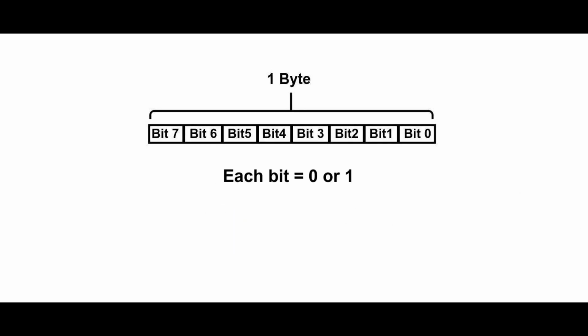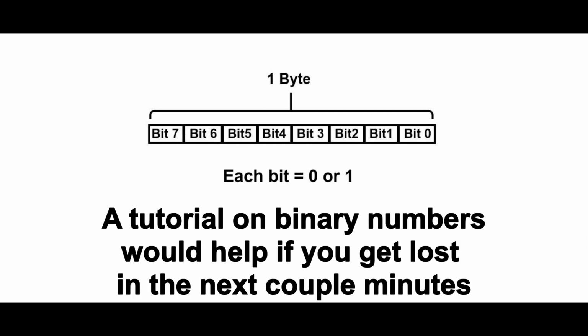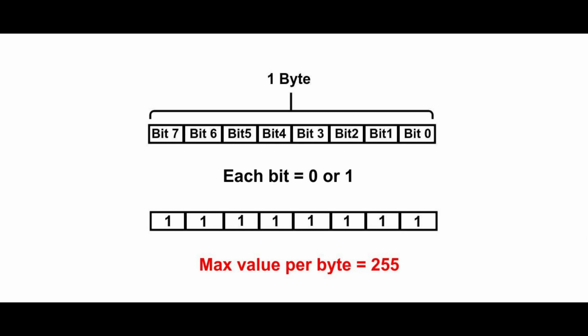Each bit in a byte can hold either a 1 or a 0, and the bits are addressed from right to left starting at 0. The maximum value any byte can hold is 255. So how can we then send a large value like 65,535?